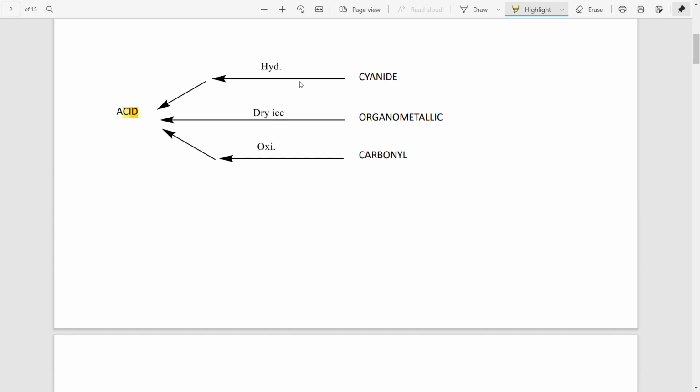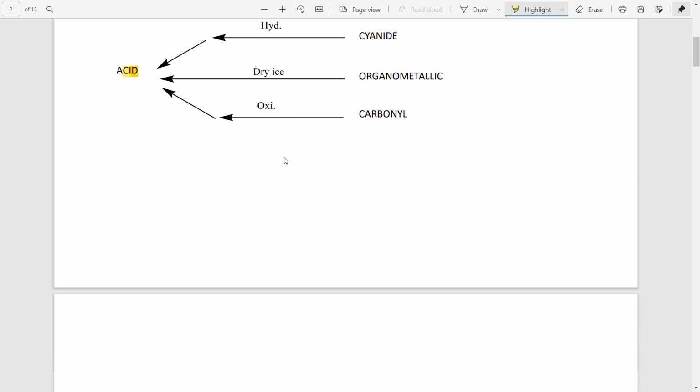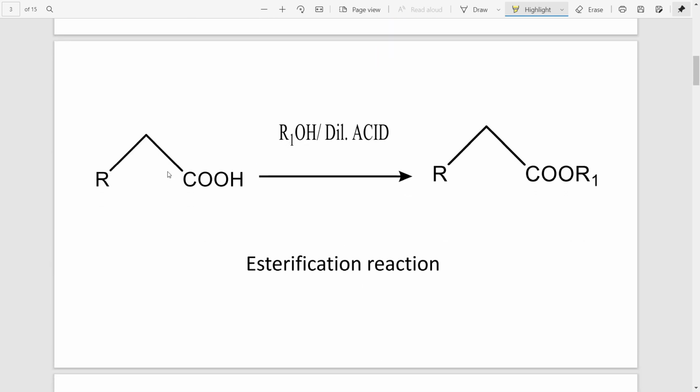on organometallic reagent, that is, solid carbon dioxide using, or oxidizing carbonyl compounds, or oxidizing aliphatic compounds by strong oxidizing agent like potassium permanganate. First, let's see how fast conversion takes place. Everyone knows this, that's an esterification reaction that can be done by dilute acid or dilute base.